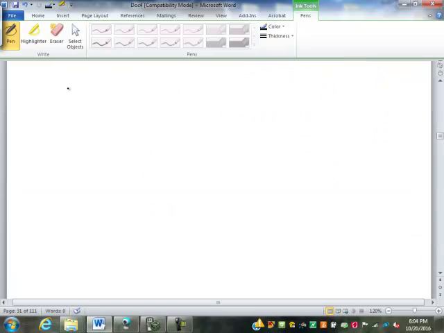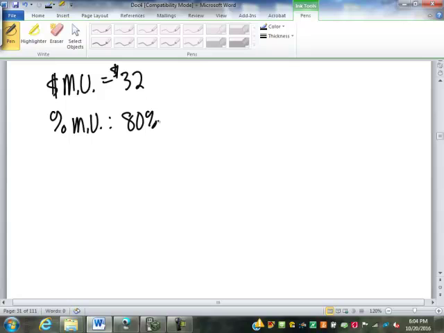Okay, let's take a look at another example here. I'm going to tell you our dollar markup is $32. Our percent markup is 80% on cost. I'm going to ask you to find the cost.